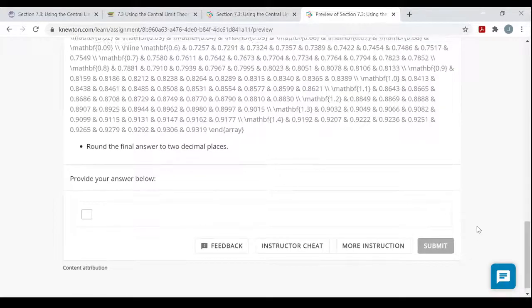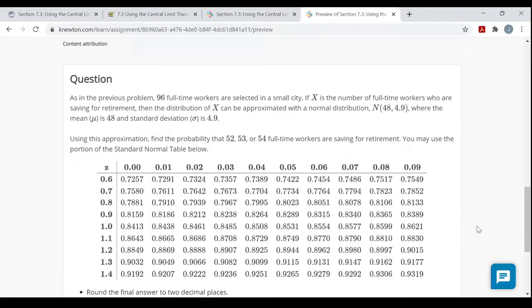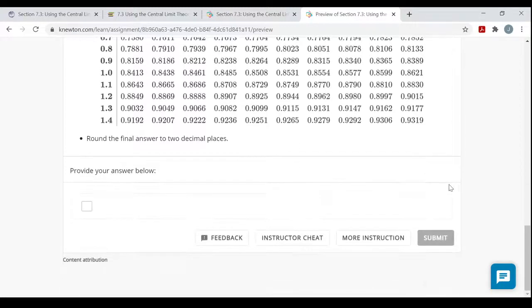All right, and then using that normal distribution, they want you to find the probability here of 52, 53, or 54. So you'd go from 51.5 to 54.5 with your normal CDF and a mean of 48, standard deviation of 4.9. Round your final answer to 2 decimal places.